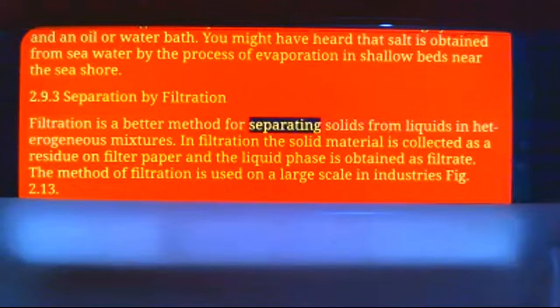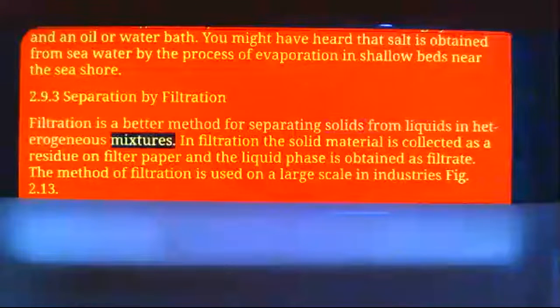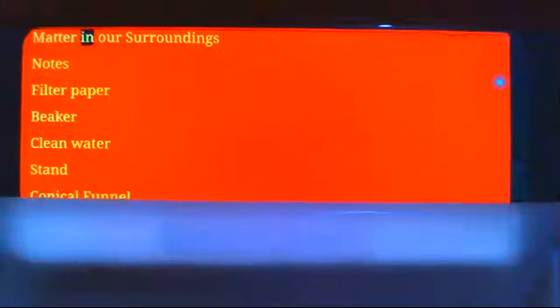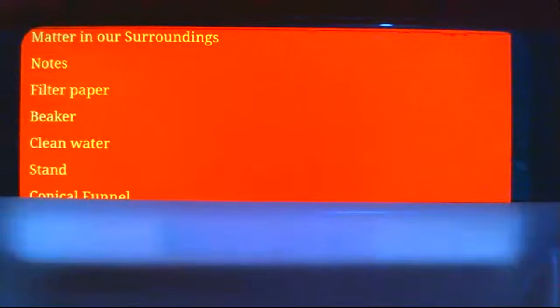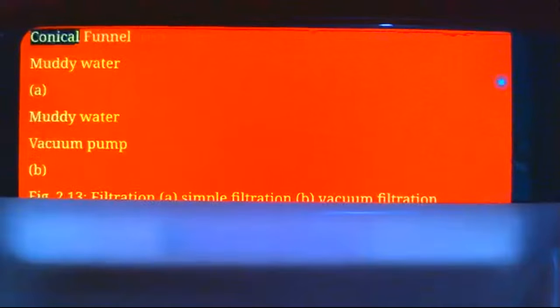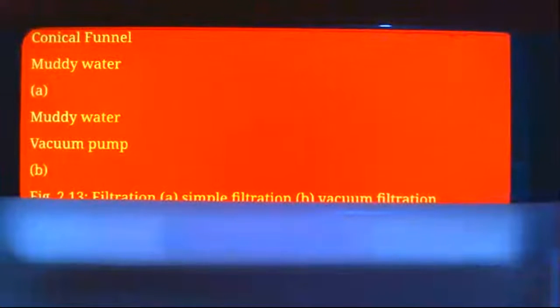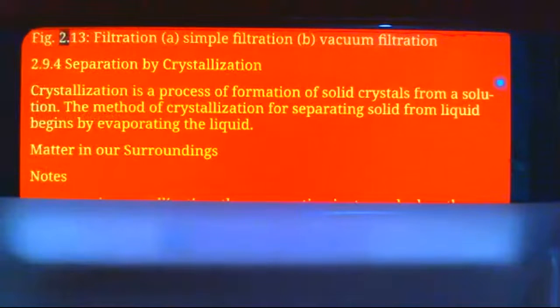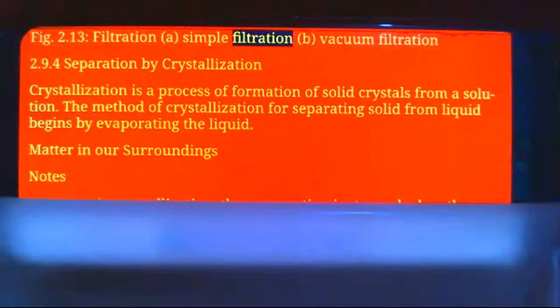2.9.3 Separation by filtration. Filtration is a better method for separating heterogeneous mixtures. In filtration, the solid material is collected as a residue on filter paper and the liquid phase is obtained as filtrate. The method of filtration is used on a large scale in industries. Figure 2.13. Filtration. A. Simple filtration. B. Vacuum filtration. Labels: filter paper, beaker, clean water, stand, conical funnel, muddy water, vacuum pump.